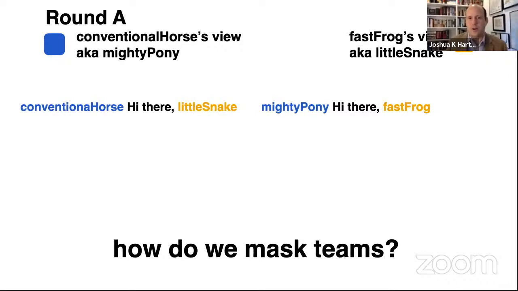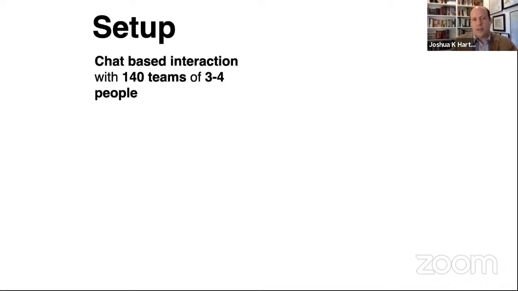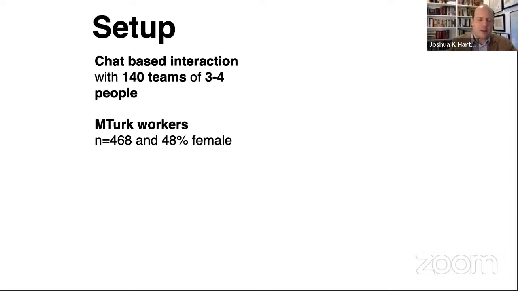So Conventional Horse doesn't know that Little Snake is actually that Fast Frog jerk that they didn't like working with before. And Fast Frog doesn't know that it's that unreasonable Conventional Horse person. They think it's a Mighty Pony. So again, chat-based interaction, 140 teams of 3 to 4 people, a series of interactions. This was done on Amazon Mechanical Turk. And hopefully, again, you see how this would be a hard study to do in person, face-to-face.